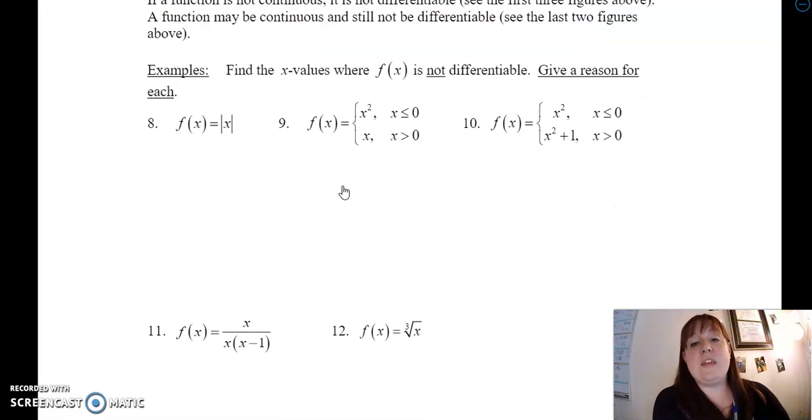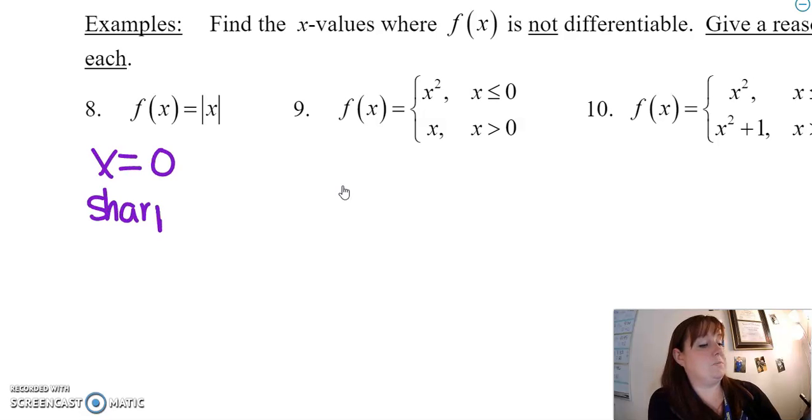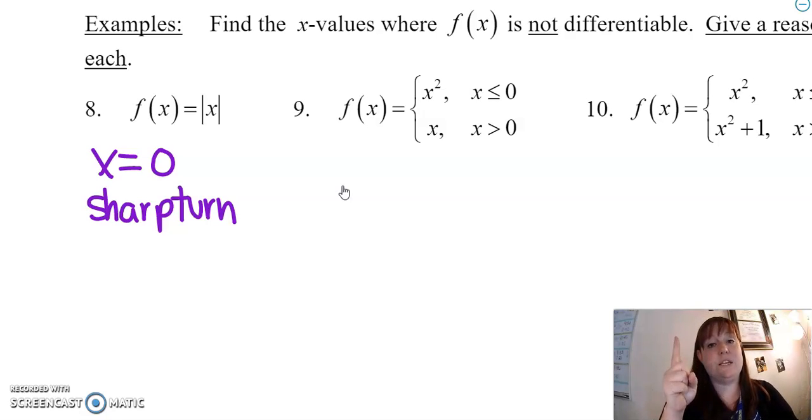Okay, so find the x values where the function is not differentiable. Okay, so this first one, we just have to know what the function looks like because we know our parent functions. And so we know that there's a sharp turn when x equals 0. Because at x equals 0, there's that little v. So we can say at x equals 0 because of the sharp turn. Okay. The next one, we have to find out if it's not differentiable. So what does it have to be differentiable? It has to be continuous, and it can't have any sharp turns or vertical tangents.